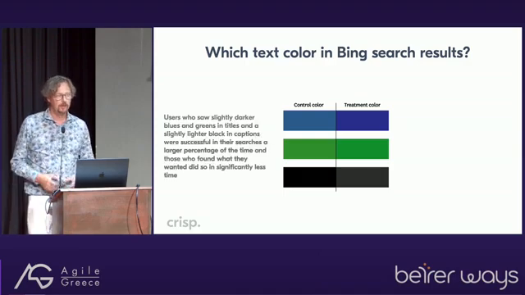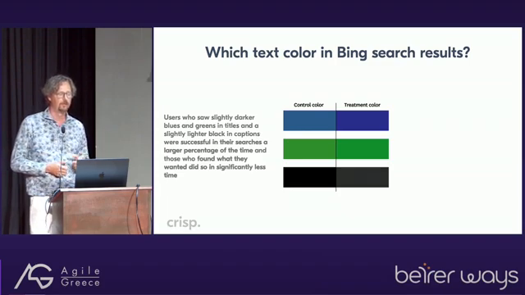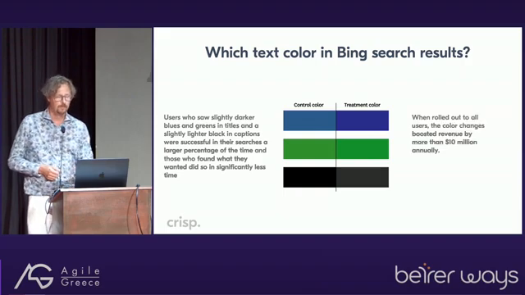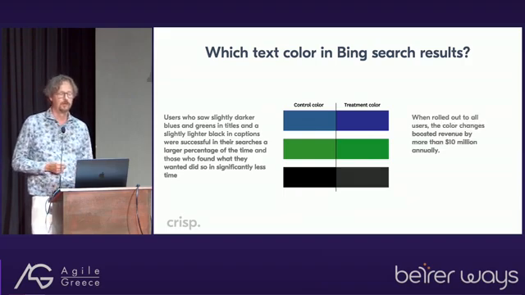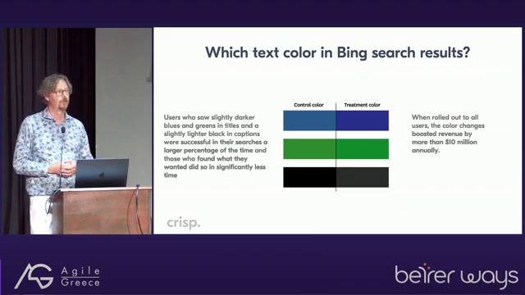But in reality, users who saw slightly darker blues and greens in titles and slightly lighter black in captions were successful in their searches a larger percentage of the time, and those who found what they wanted did so in significantly less time. When rolled out to all users, the color changes boosted revenue by more than $10 million annually. So apparently it mattered.